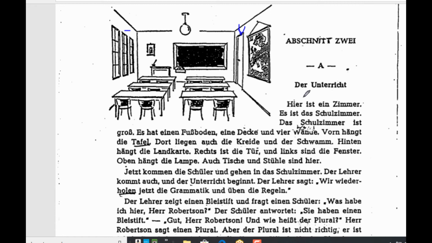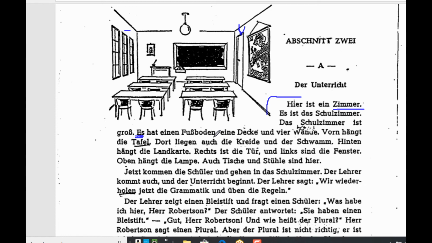Hier ist ein Zimmer. Es ist das Schulzimmer. Everybody? Hier ist ein Zimmer. Es ist das Schulzimmer. This means a room, a neuter noun. Das Schulzimmer ist groß. Das Schulzimmer ist groß. Why do they say es here? Because its antecedent is das Schulzimmer. Perfect, yeah. Es hat einen Fußboden.